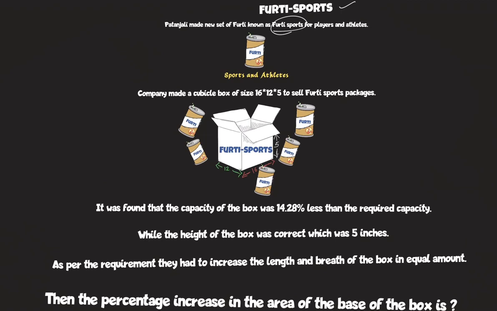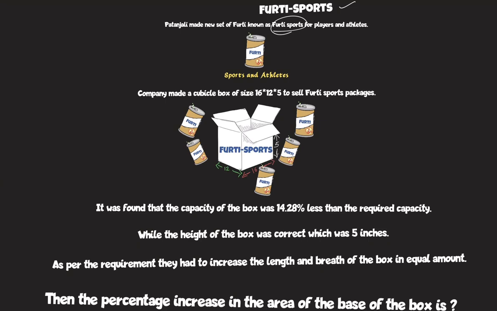So what was the problem? The height of the box was correct. It was supposed to be 5 inches, it is 5 inches, so there was no problem there. As per the requirement, they had to increase the length and the breadth of the box by an equal amount, because the total capacity was 14.28% less than the actual capacity. So what is the percentage increase in the area of the base of the box? Okay, so that is the question that is being asked.